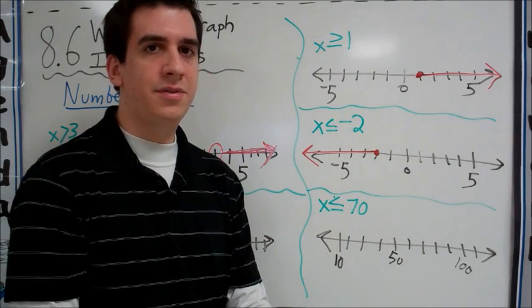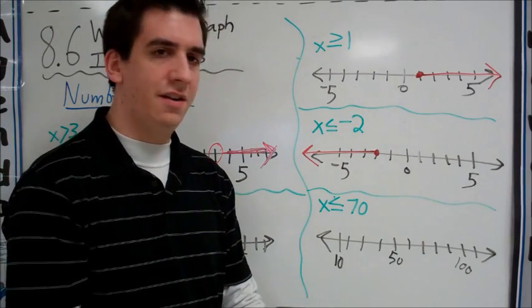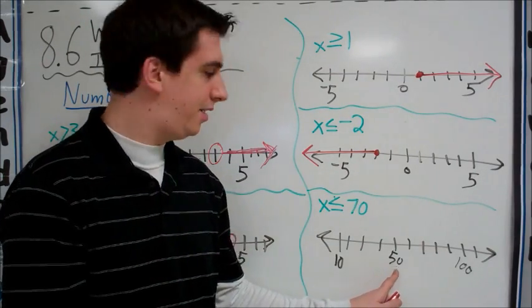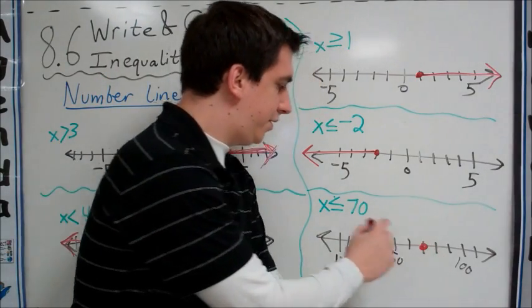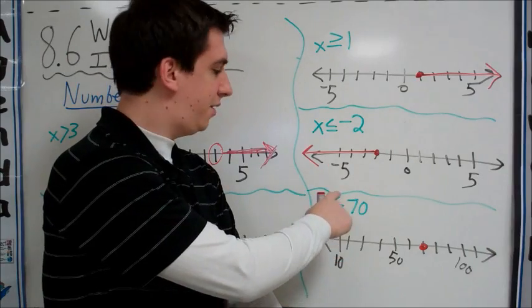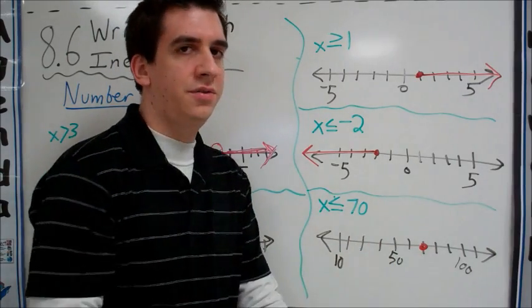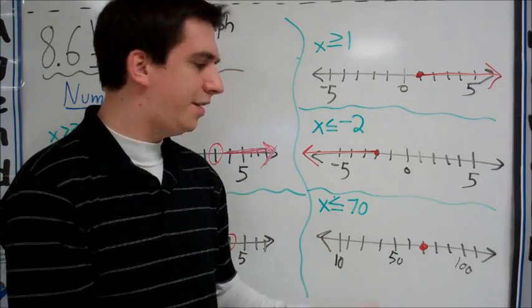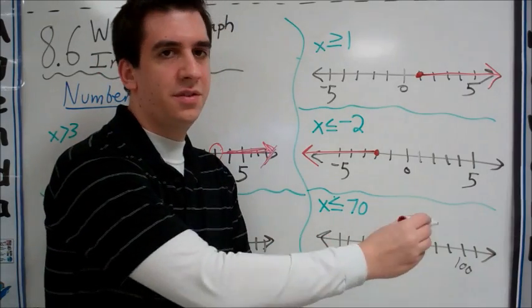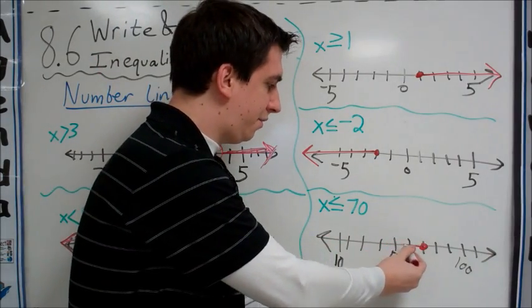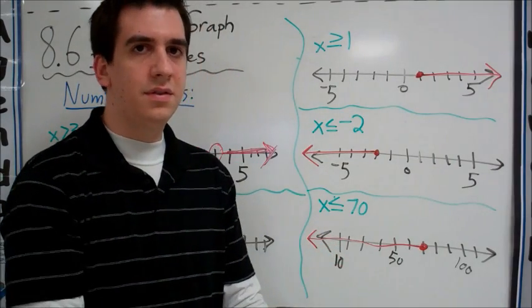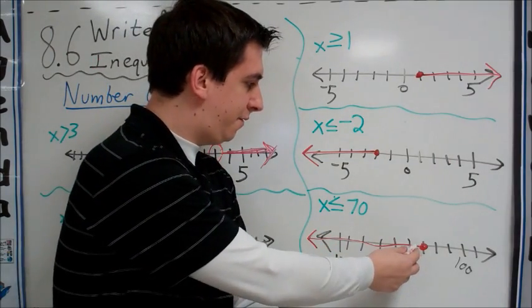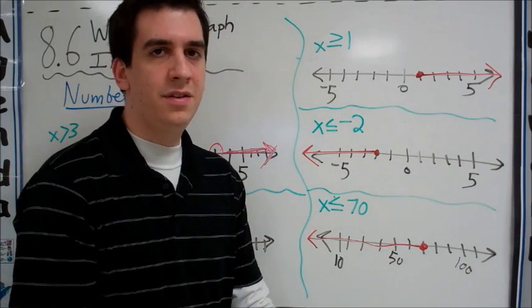X is less than or equal to 70. Where could we find 70 here? Well, here's 50. It goes by tens, 60, 70. Since we have that equal sign underneath, the less than or equal to, we'll draw a closed circle. And it's less than, so to the left or to the right? I'm going to definitely go to the left. That's showing that every solution in here could be less than or equal to 70.